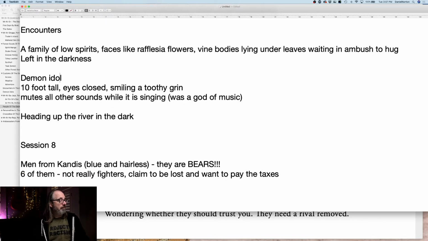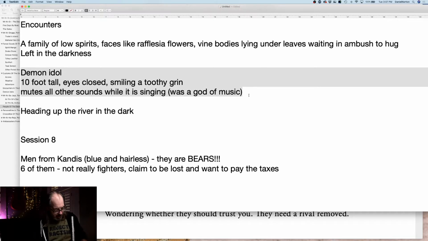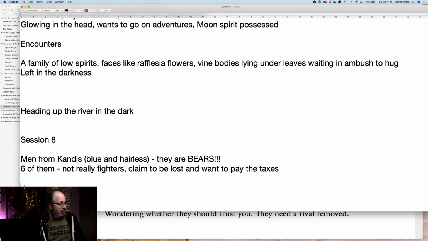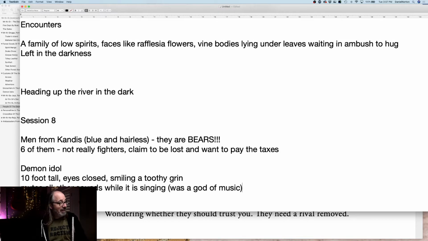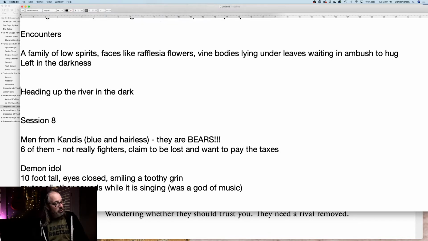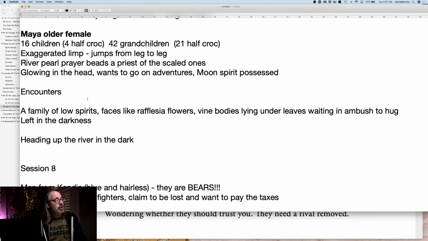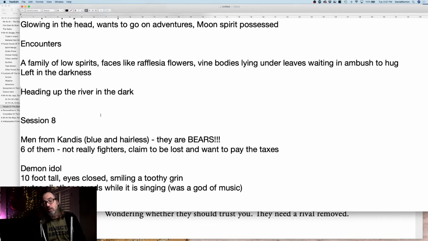But before I do that, I also rolled up a demon idol, 10 foot tall, eyes closed, smiling a toothy grin, mutes all sound. We didn't encounter that, so I'm going to put that down here. So I already have 2 encounters. Also, I know I want to do about 3 sessions before she gets to the red wall place. I want to play the river a little bit, so I think it's going to be fun.